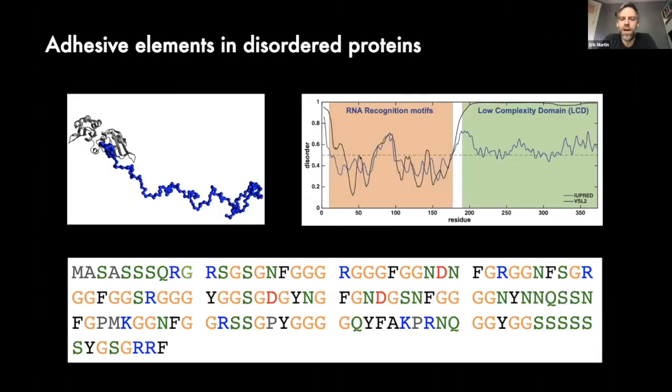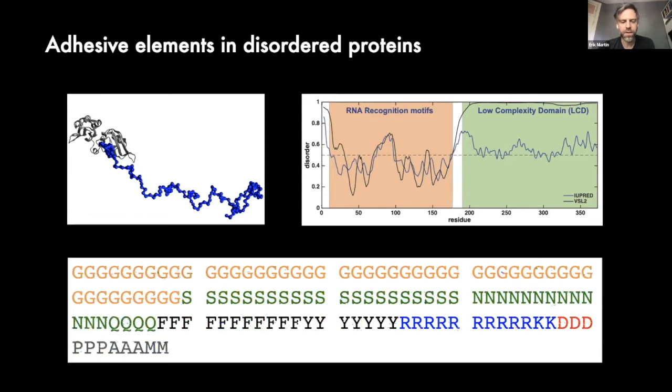So to delve a little deeper into what we mean by disordered low complexity domain, I just want to give a bit of background of what the sequence features of this system are. What I'm showing here is the sequence of the disordered region of HNRNPA1. What you can tell is that this is basically the second half, or the final half, of the sequence. It's shown as disordered here.